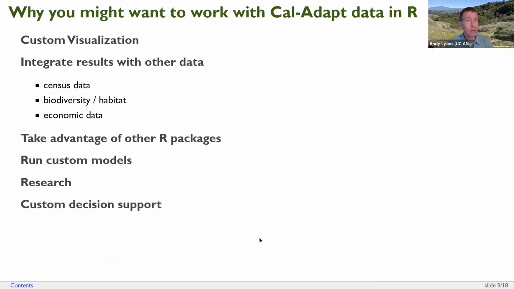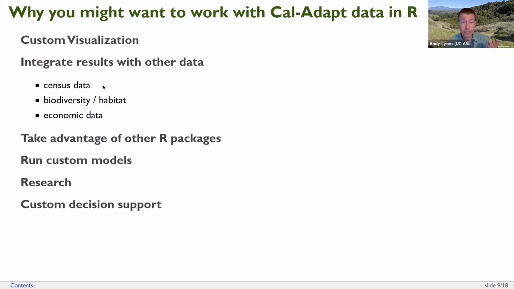So, but why might you want to even work with CalAdapt data in R? And that's a good question, because there's great tools on the website. You can download the CSV files from the website and so forth. So R is really good. It has a lot of custom visualization packages, plotting libraries, mapping packages, and so forth. So you might need some customization in how you're visualizing the climate data.